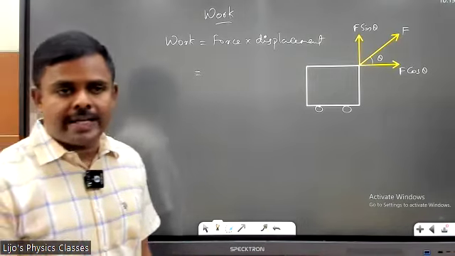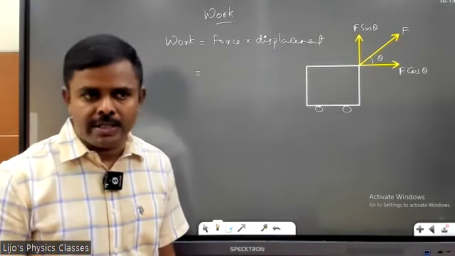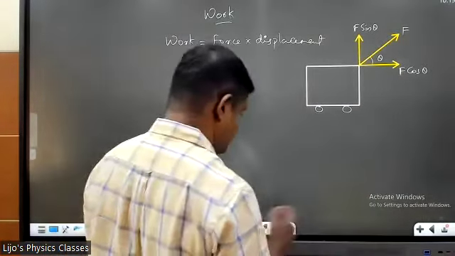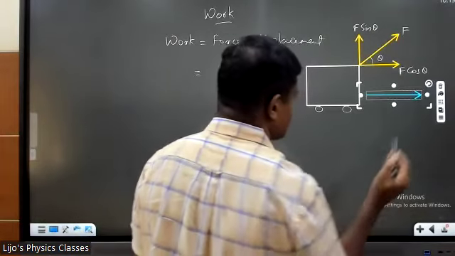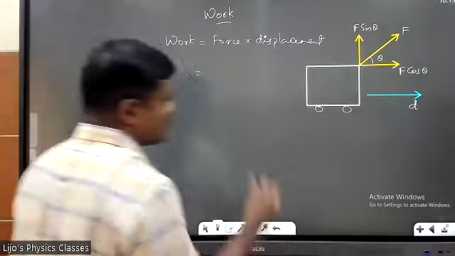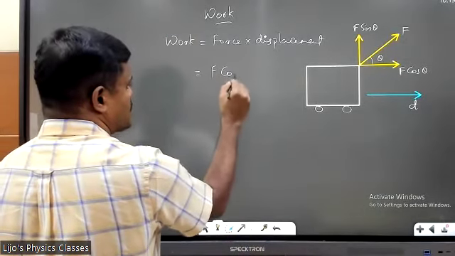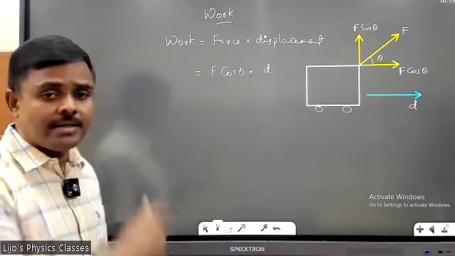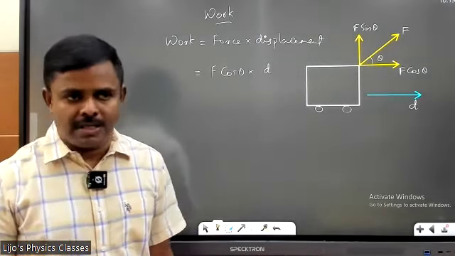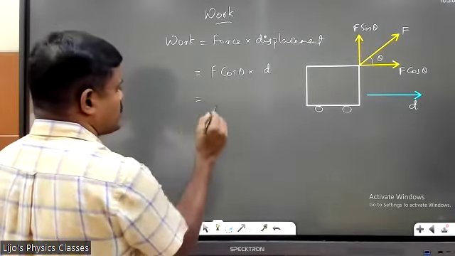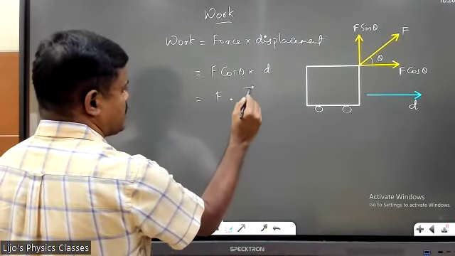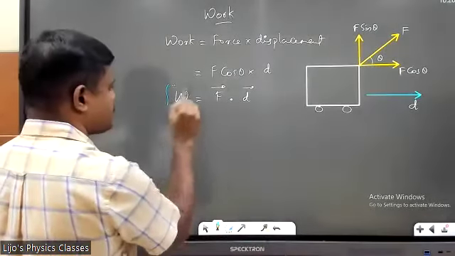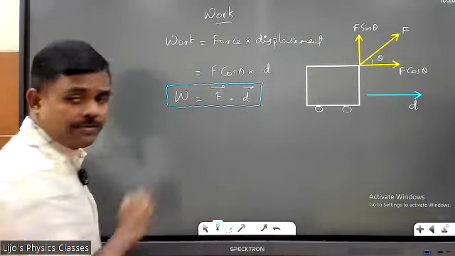But remember, you will take the relevant component only, right? Not both the components. We look at this component only, F cos theta, right? You can even draw the displacement there. This blue arrow, the displacement. So, you can write F cos theta into displacement d. That looks familiar to you, right? Because you just learned the product, AB cos theta, correct? What is it, Kruti? This is A dot B, isn't it? F dot D. So work done is equal to F dot D. Put this in a box. This is the brand new definition for work.